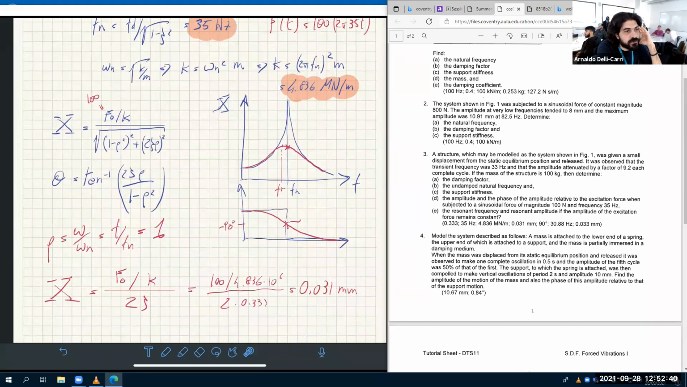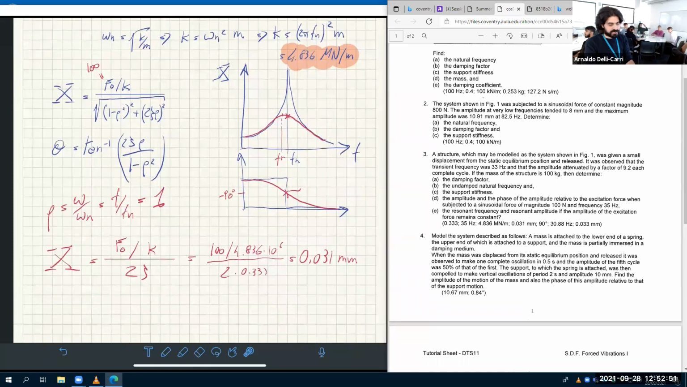Finally, last thing, and then I'll let you go. What's the resonant frequency and the resonant amplitude if the amplitude of the excitation force remains constant? Okay, so what's the resonant frequency? Well, that's very easy. Once we know that Fn is 35, Fr is Fn times the square root of 1 minus 2 zeta squared. That's not Fd, this is Fr. And so you can find that this is 30.88 hertz. And so we are here, look, we are now here at a lower frequency. And the amplitude is, of course, higher because I told you the amplitude is higher.